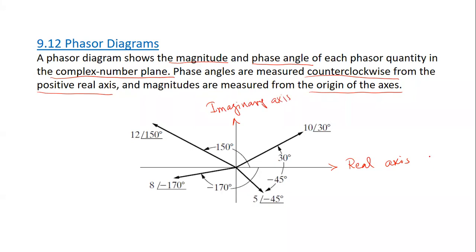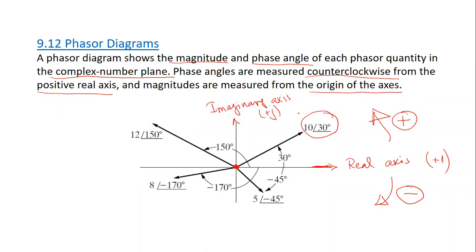Sometimes the real axis is denoted as +1, and the imaginary axis is denoted as +j. So sometimes you will not see real axis and imaginary axis written, you will see +1 and +j. Okay, so the angles are measured from the real axis. So in this direction we measure the positive angles. In the clockwise direction, we measure the negative angles. And the magnitude will be measured from the origin.